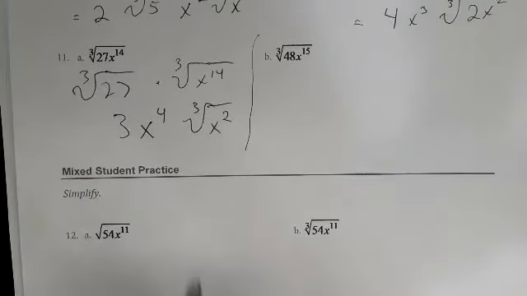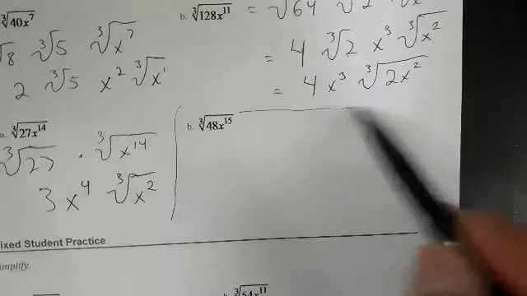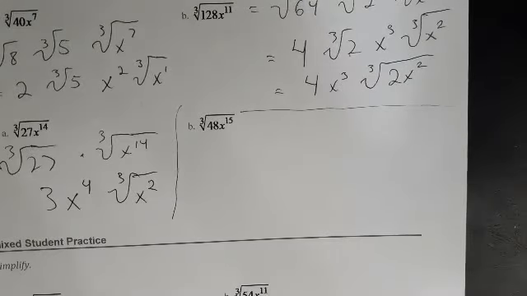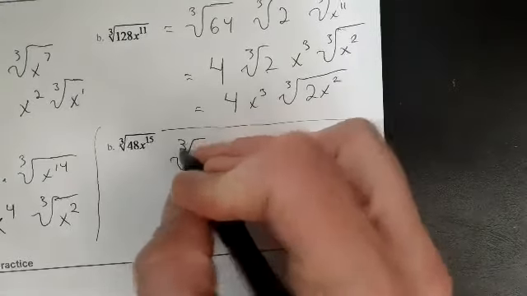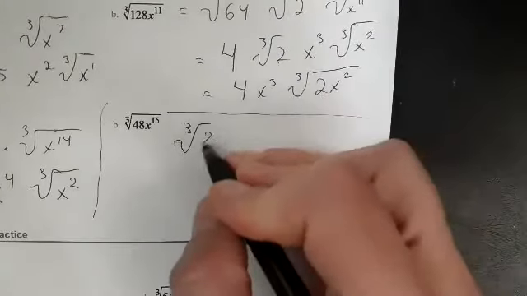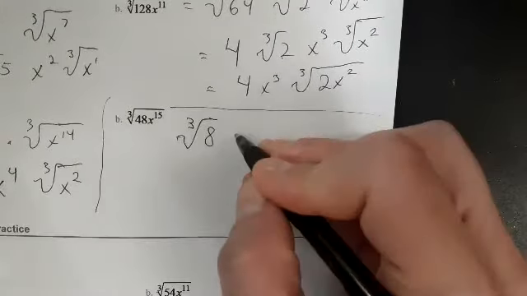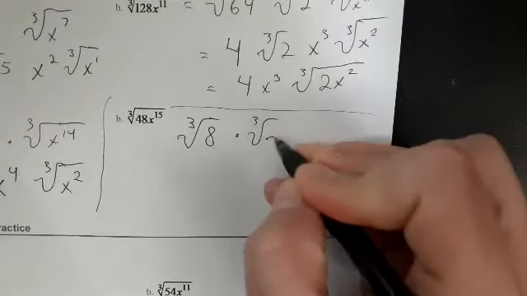So now I'm looking at this last one over here. Cube root of 48, x to the 15th. So the cube root of 48, if you can recognize an even cube in this thing, it might benefit you. The first even cube is 8. So 8 and 6 will give me it.